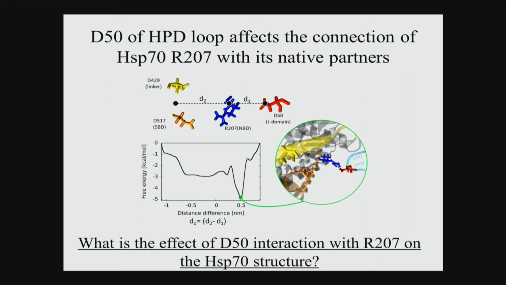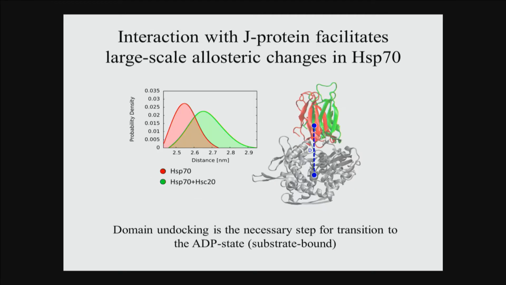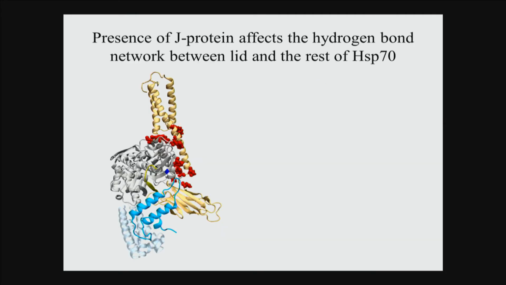The next question, it's kind of obvious, but it has to have some large-scale effect on proteins, or maybe it doesn't. We checked that, and we've seen that the domain undocking of Hsp70, which is a critical step in the ATPase cycle, so it's necessary for it to function, the undocking of the domains is easier when the J protein, also called Hsp40, is present. And we also saw that the hydrogen bonds between the alpha helical lid of the Hsp70 and the rest of the protein break.